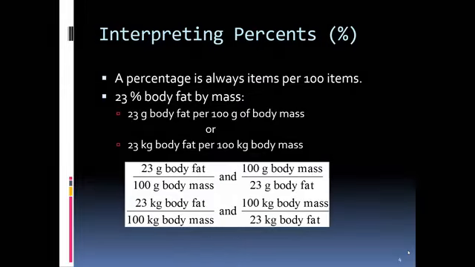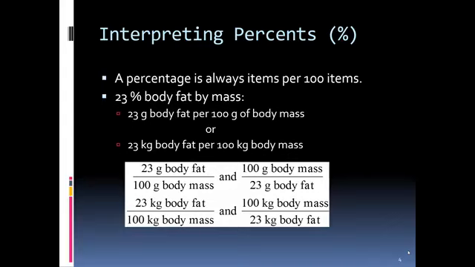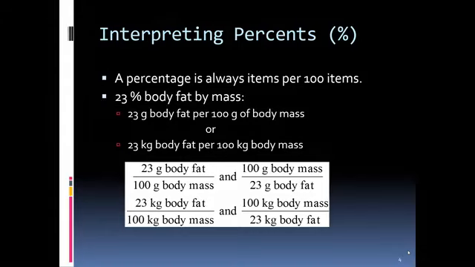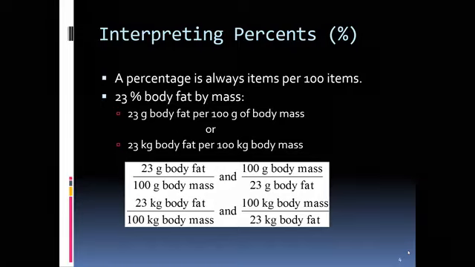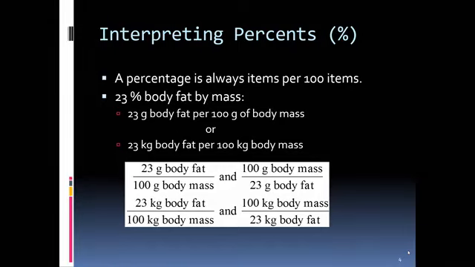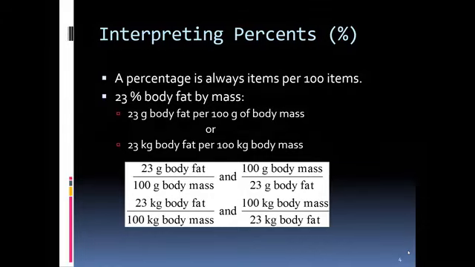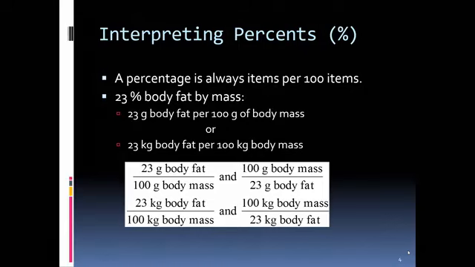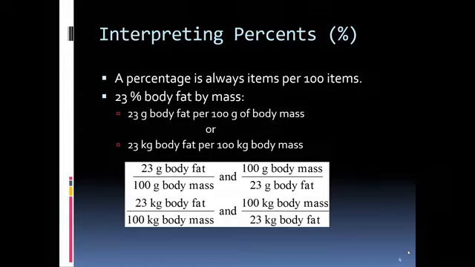One other very common conversion factor can be interpreted from a percentage. A percentage is always number of items per 100 items. For example, perhaps you are told that you are 23% body fat by mass. This really means that you have 23 grams of body fat per 100 grams of body mass, or another unit you could use, similar mass unit, 23 kilograms of body fat per 100 kilograms of body mass.